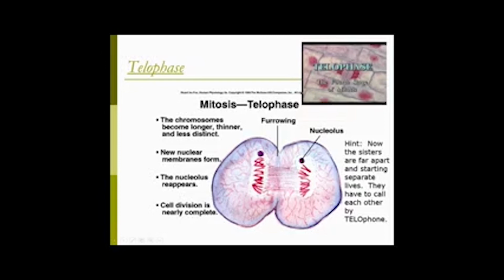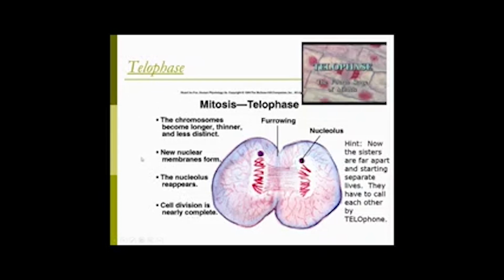It would look like two nucleuses sort of in one cell. These two nucleuses are starting to form, but the cell has not split apart. And the DNA would be back to chromatin or going back to chromatin. So it's going back to that sort of loose DNA that's not tightly wound anymore. The sisters are separated. And one way to remember it is the sisters are far apart and starting their separate lives. They have to call each other by telephone, get telophase. Anyway, go ahead and take notes on the video clip.